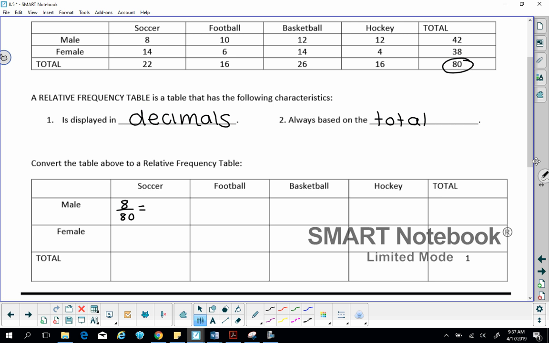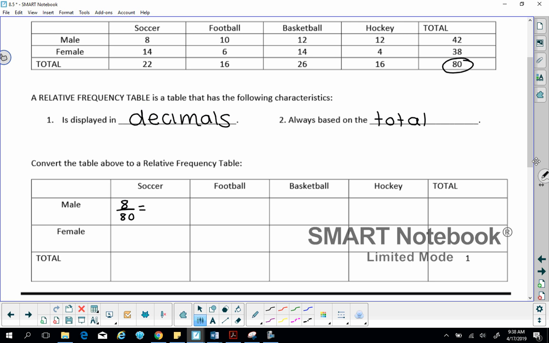So you're literally taking each number and dividing it by 80, and writing that decimal down. That's all you're doing. You're just taking each of these numbers and dividing it by 80. Right. Since that's 8 right here, 8 nails like soccer, I'm just dividing it by the total, and whatever the decimal is, just leave it like that. Do you understand what we're doing?